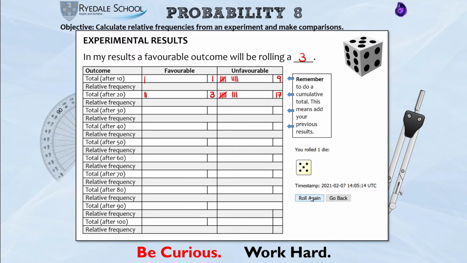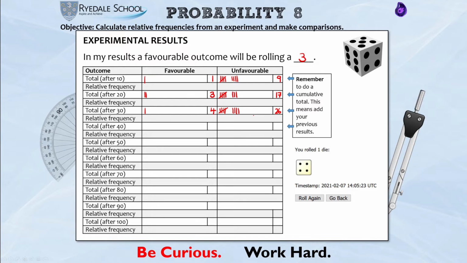1, 2, 3, 4, 5, 6, 7, 8, 9, 10. Again, I counted one good one there and 9 bad ones. So I am up to 4 and 26, 30 throws. Now, obviously, your results will not be exactly the same as mine because you're rolling your own dice. So don't just copy the same results as me.